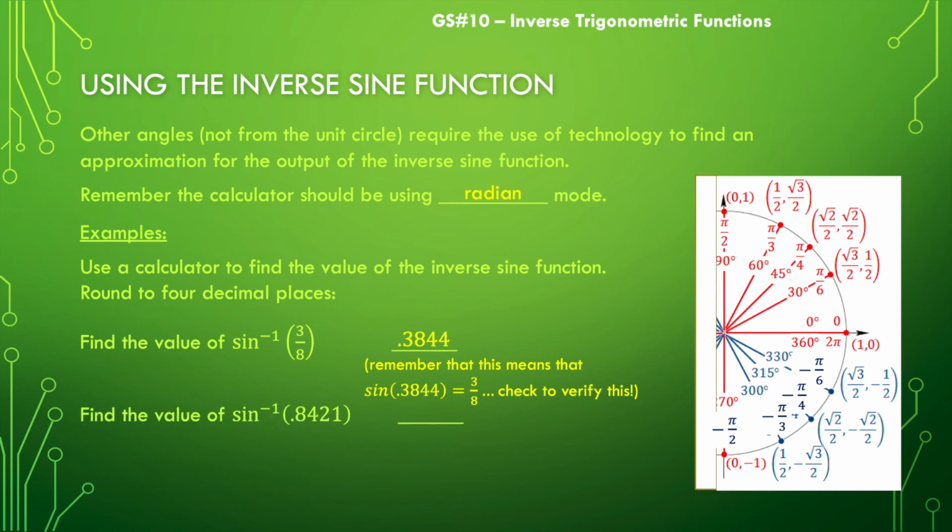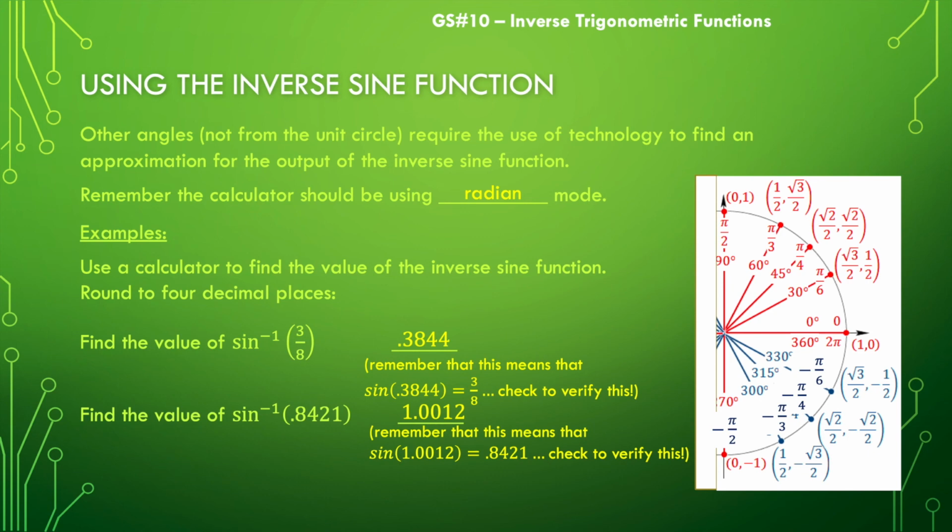How about this one? The sine inverse of 0.8421. Same thing. Do second sine on your calculator of 0.8421. You should get an answer of 1.0012 as the sine inverse. And remember, that means that the sine of 1.0012 radians is equal to 0.8421. Go ahead and check it.